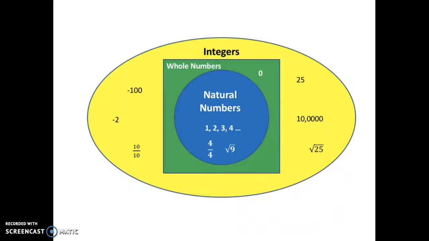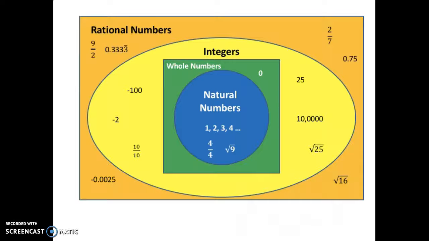As you came along further in school, we introduced integers. Integers are both positive and negative. So for example, -2, -100, 25, 10,000, square root of 25. We're including our natural numbers and our whole numbers in our integers. So when we got to integers, basically we just went positive and negative with these nice whole numbers.